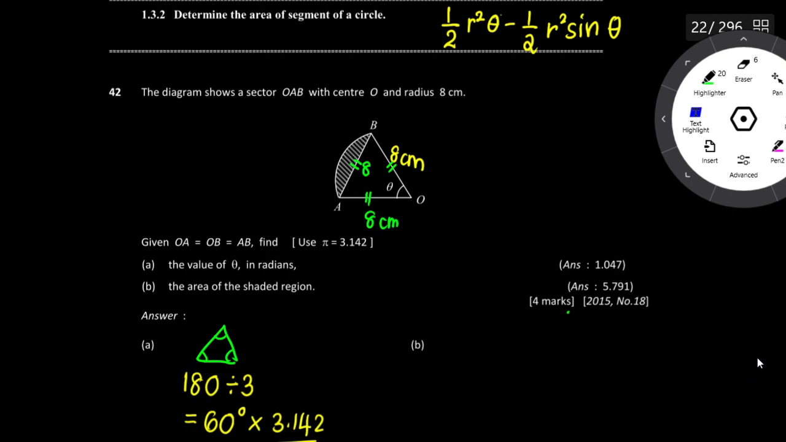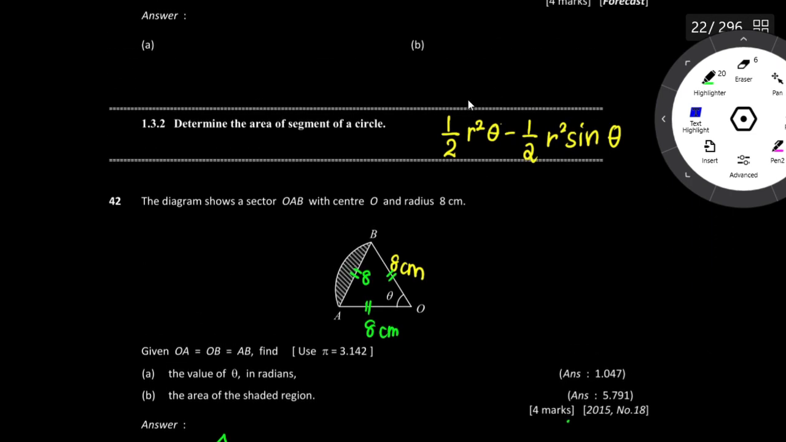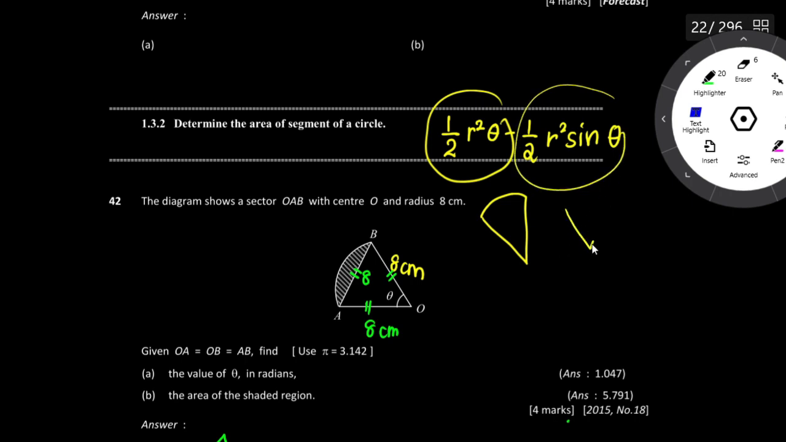First of all, you must know why you are using this formula. It's because this one is to find the entire sector. You minus with this one because you're going to minus the triangle. So if you minus it, what will you get? You will get just the area of the segment here. This part only, we want this part. So the triangle part is gone already, the green color.